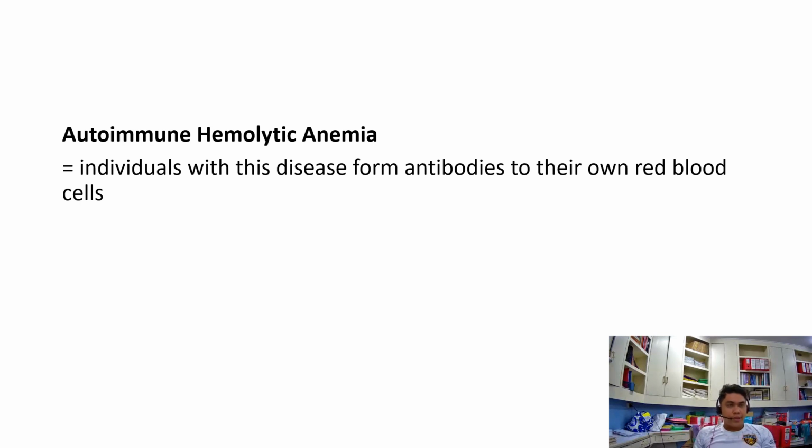Okay, so first, what is autoimmune hemolytic disease or hemolytic anemia? Individuals with this disease form antibodies to their own red blood cells. The cause of the destruction of red blood cells is the presence of autoantibodies that attack the red blood cells. And that causes a decrease in the number or count of normal red blood cells. So that's autoimmune hemolytic anemia.